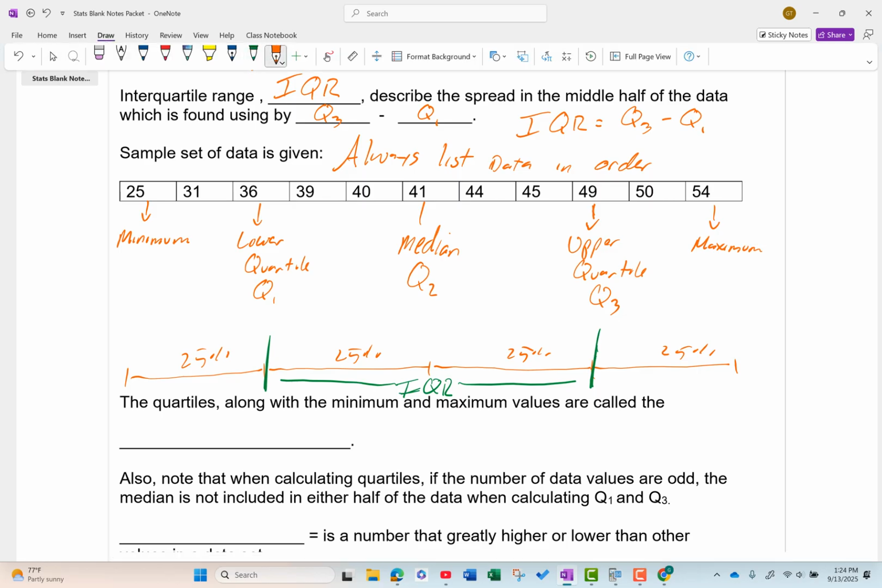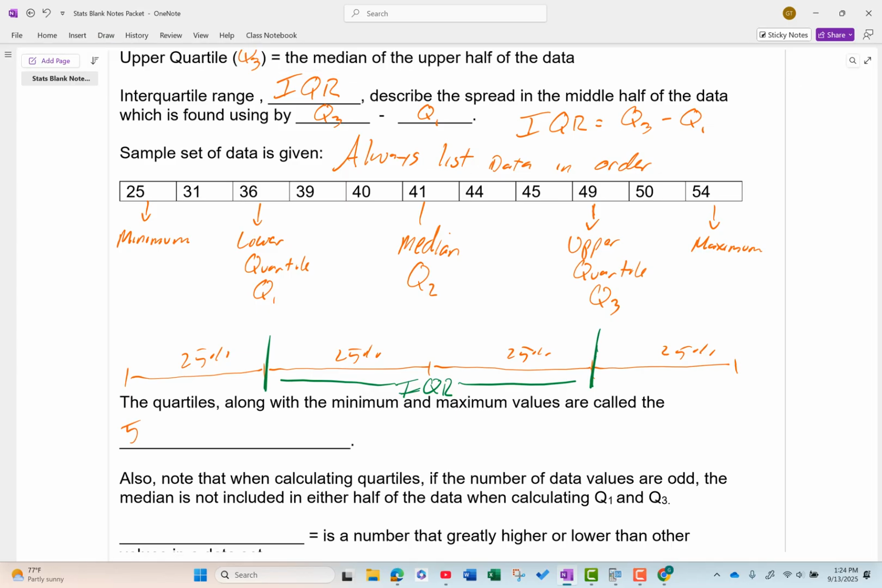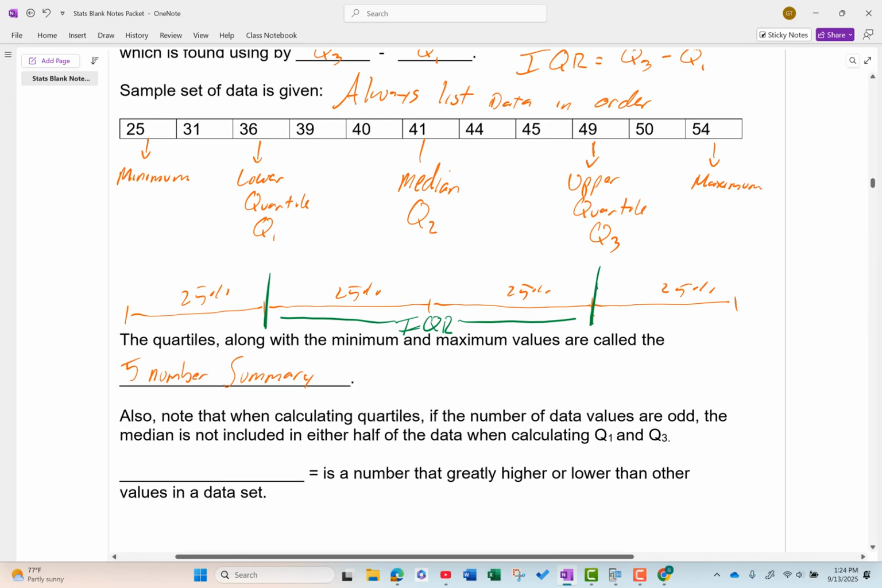The quartiles along with the minimum and maximum values, all of these values together, are called the 5-number summary. These are 5 values that give us really good foundational information about our data set, and we can use them to figure some things out, one of those being the IQR, which I'll calculate right here.